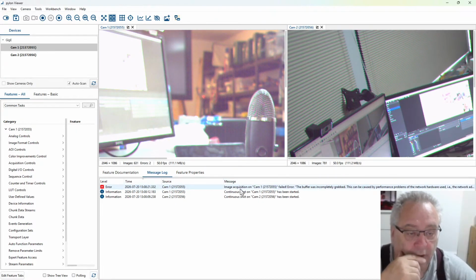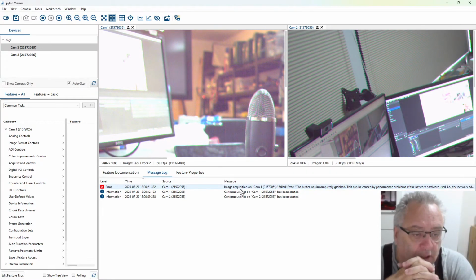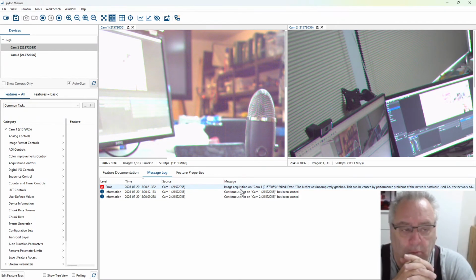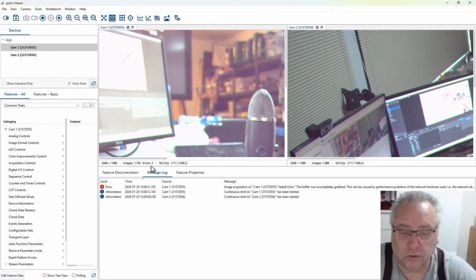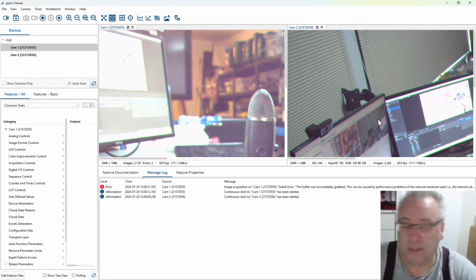And I see one failed frame from one camera. Same problem, the buffer was incompletely grabbed. So how many times will this occur in the coming hour? Funny thing is that it reads 2 errors, but it only shows 1 error on camera 1. The other camera is not having any problems.